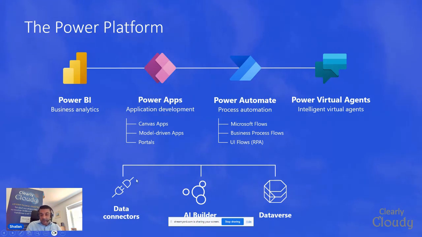All of these are underpinned by three main components. One is known as connectors. So whatever you do, if you're creating a Power BI report, a Power App, or Power Automate, you'd connect to something, i.e. connect to data. Now, if you're connecting to data, you'd use one of these connectors. There are actually hundreds of connectors out of the box. So you can actually restrict connectors in terms of use within your organization.